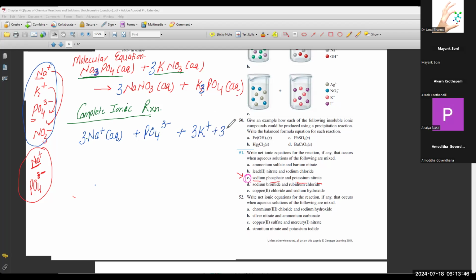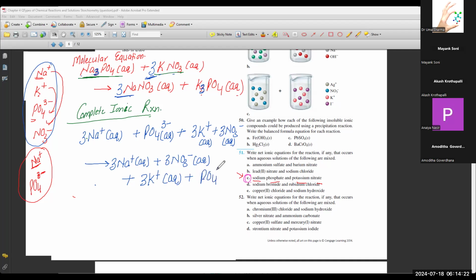So what are spectator ions? See, there is 3 in front. So 3K+, 3NO3-. They all are in the water, fully dissociated. On the product side, 3Na+, 3NO3-. There is no weak electrolyte, so they all are going to be spectator ions. All the ions are, yes. So they all cancelled out.